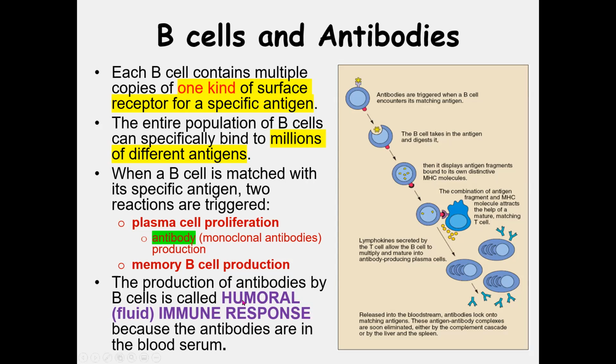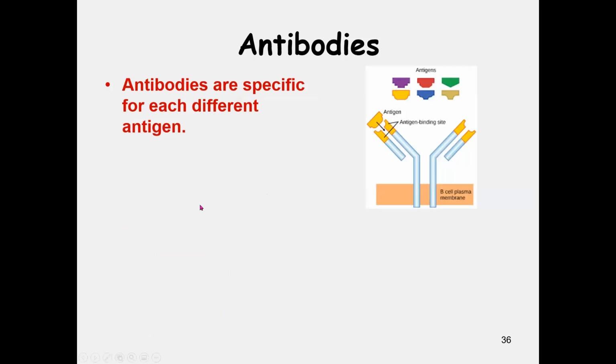And so the production of antibodies is called, as I said before, the humoral immune response, because all these antibodies are then pumped into the blood, into the serum. Now, the antibodies themselves, as I said, are very, very specific. So here's a lovely diagram I found. The actual antibody is this Y-shaped thing. It's got what's called a heavy chain and a light chain, and the joint in here.